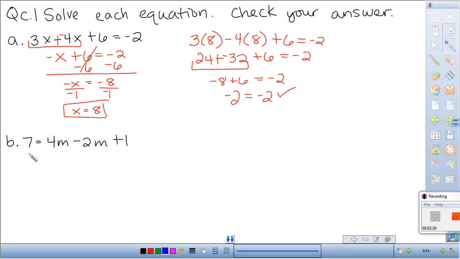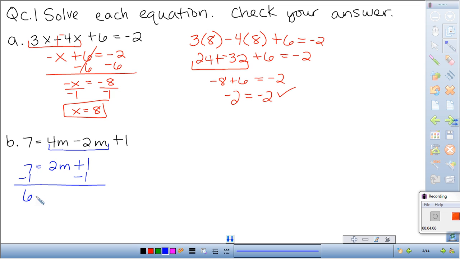Let's look at B. Again, we have our 4m and a negative 2m. We need all of our m's to be all together before we can solve for them. So I'll combine like terms here. Bring down your 7 equals 4m minus 2m's would leave us with 2m plus 1. And now we undo addition subtraction. So opposite of adding 1 would be to subtract 1 from both sides.